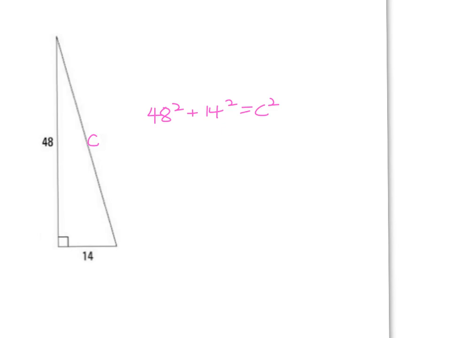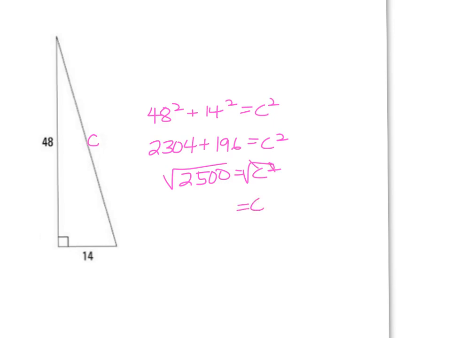Typing in 48 squared on your calculator, that's 2,304, and 14 squared is 196. Add them together, we get exactly 2,500. To get c by itself, take the square root of each side, and they cancel. And the square root of 2,500 is exactly 50.